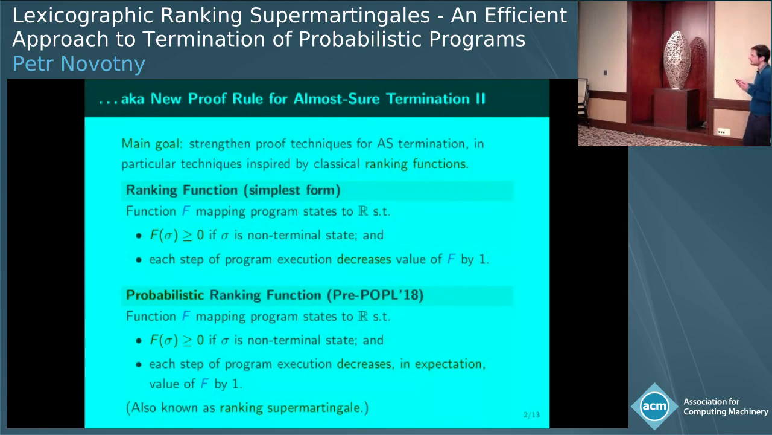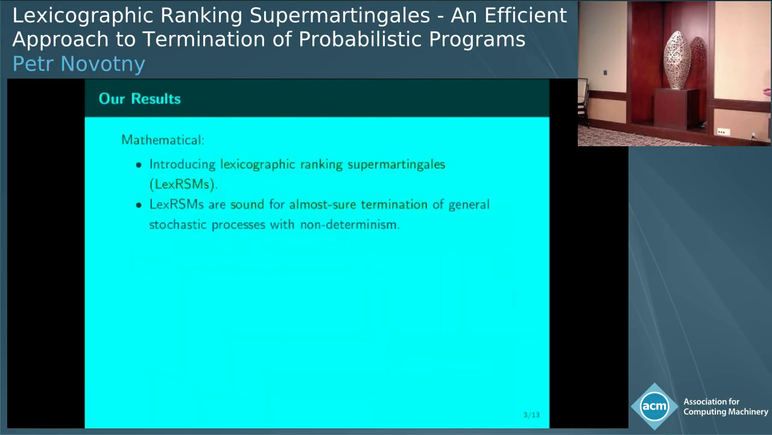In our work, we are in essence interested in programs that might go through several different phases of execution before termination. Due to this complexity in behavior, they might either not admit a probabilistic ranking function of this form, or they might admit it, but it might be too complex to be computed automatically. To solve this, what we basically do is that we generalize lexicographic ranking functions, a well-known classical notion, to probabilistic programs. So these are our main results, and the core result is really purely mathematical.